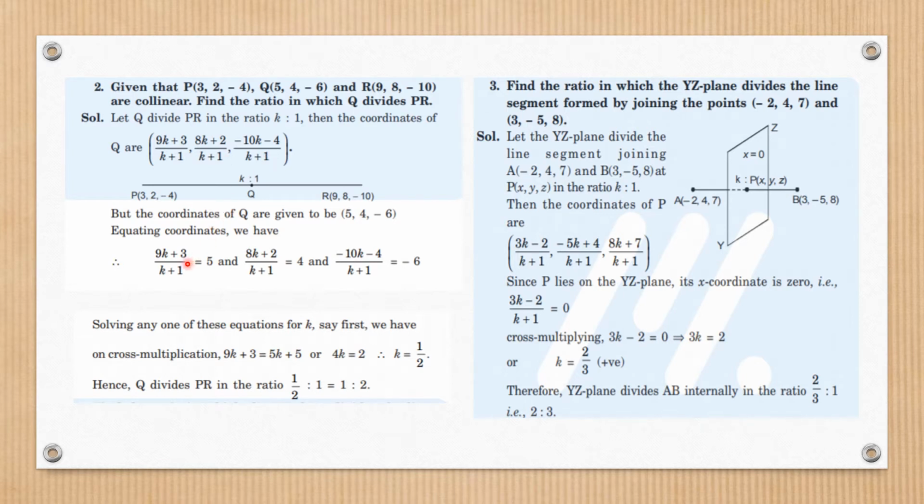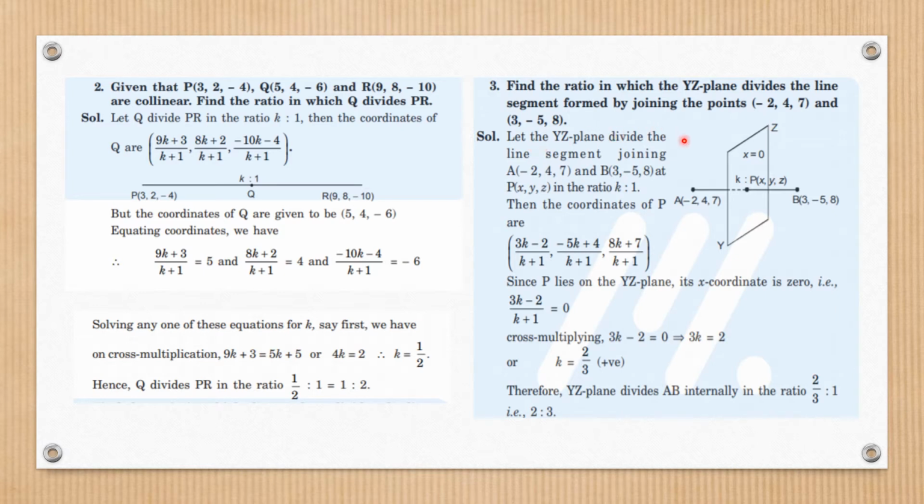Or what you can do is equate every coordinate with this Q, and if all the x, y, z coordinates give me the same value of k, that means our section formula is verifying that the points are collinear. As I see, in each case k is coming out to be half, and therefore we can say that Q is dividing PR in the ratio k:1, that is half:1, that is 1:2.